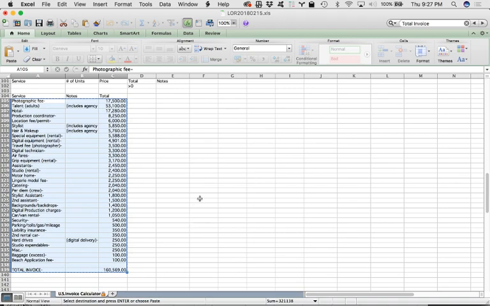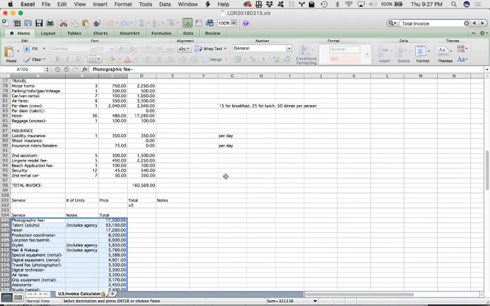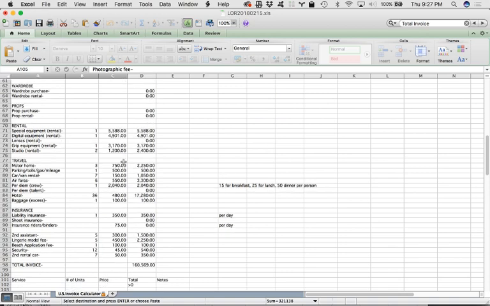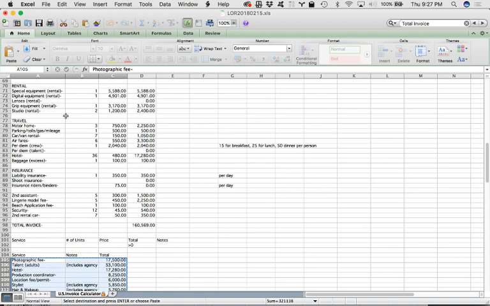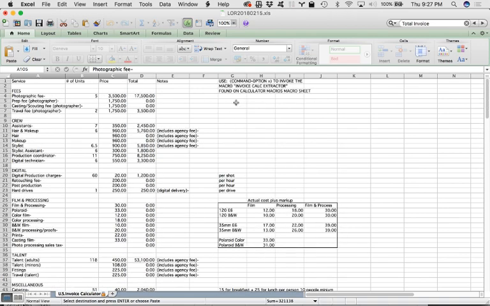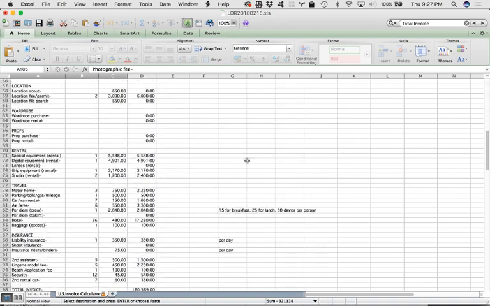Do I go up to what? For gear? Yeah, digital equipment. I have $4,901. Again, the shortcut is listed right up here at the very top. Use Command Option X to invoke that shortcut.